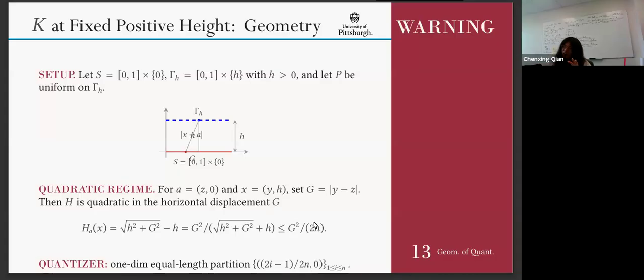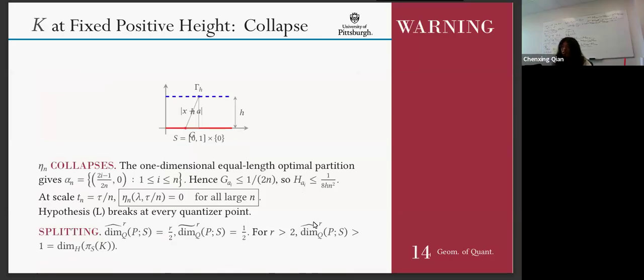In this case, we can notice that because the one-dimensional quantizer is an equal length partition of S, the quantizers are placed on the scale of 1 over n. But here we notice that the function h has a quadratic scale, and the quadratic scale may overcome the linear scale of the quantizers. Let's be more precise.